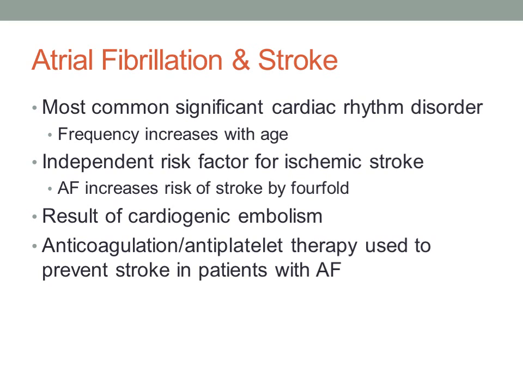It is an independent risk factor for ischemic stroke, and AFib increases the risk of stroke by about fourfold. And ischemic stroke is prominently the result of cardiogenic embolism. So anticoagulation and antiplatelet therapy is used to prevent stroke in patients with AFib.